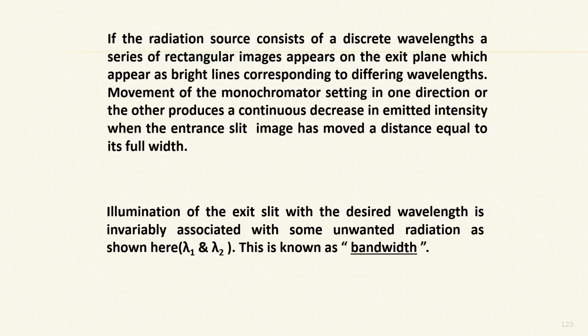So, whenever we use a particular wavelength from a monochromator slit, I do not get a single monochromatic radiation, but a band of radiation containing mainly the one you have chosen plus a little bit of this side and that side. So, that is known as bandwidth. Okay. So, this is the pictorial representation of a bandwidth.